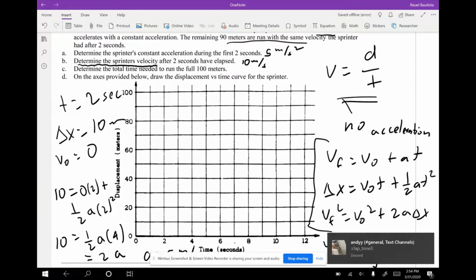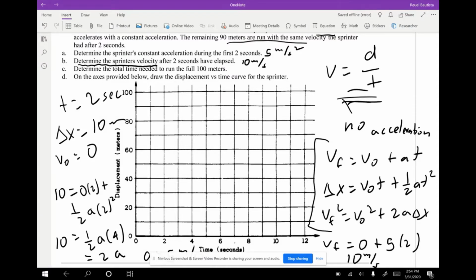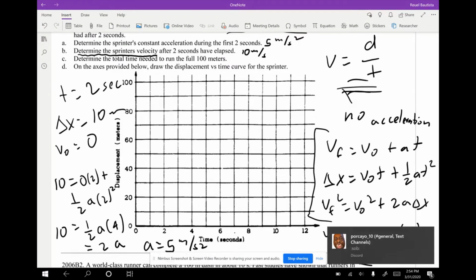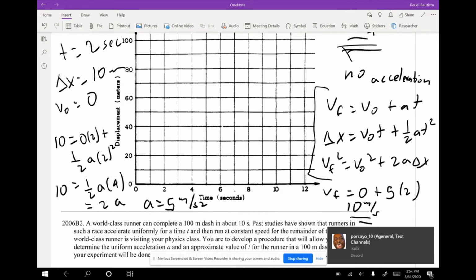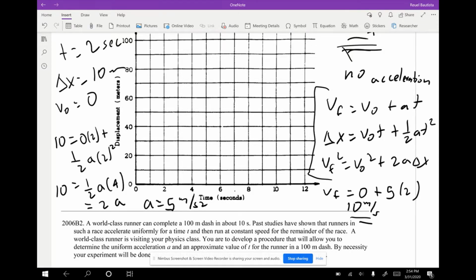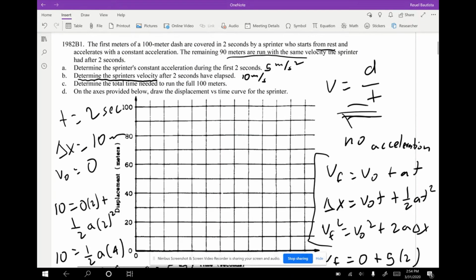Since I know that, I can just plug it in. I know the distance will be 90 meters, right? And how much time will that take? If you do the math, time is equal to 9 seconds. So we know during the last 90 meters, it will take the runner 9 seconds to run. Any questions? Unless I did my math wrong.